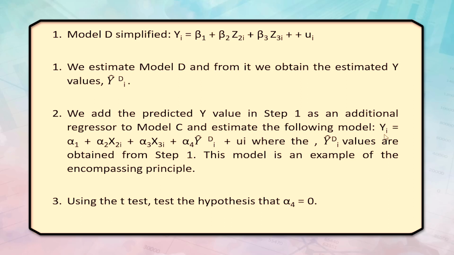So, the model now becomes yi equal to alpha 1 plus alpha 2 x2i plus alpha 3 x3i plus alpha 4 y hat di plus ui, where y hat di are values obtained from the regression of model D. This is an example of the encompassing principle once again, and using the t test we test whether the coefficient alpha 4 is equal to 0.